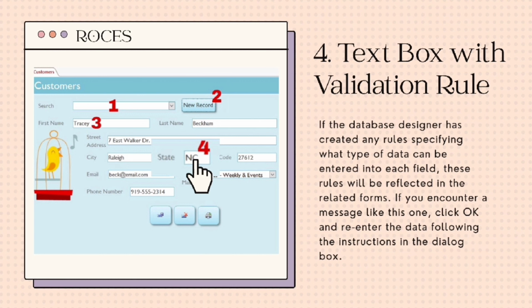So for example, dito sa state, it needs to be a 2-letter postal code only. And if nag-type ka ng pa-sentence, like buong word like New York City, may magpa-pop up sa screen mo na warning. And if you encounter a message or warning like that, you just have to click OK and re-enter the data following the instructions in the dialog box.